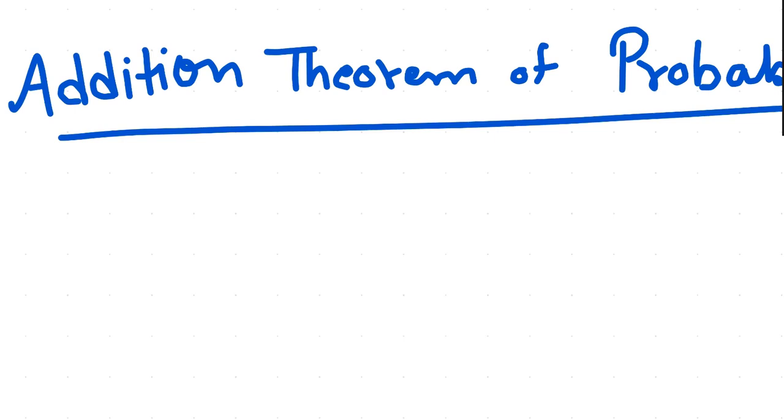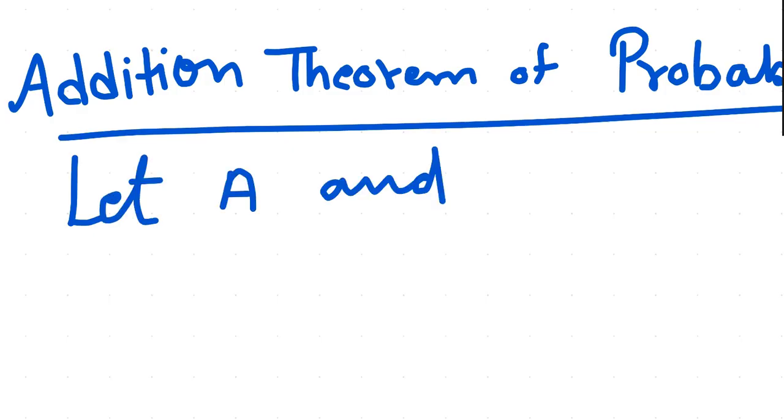Let us consider two events. Then we will understand the addition theorem of probability. So let A and B be two events.